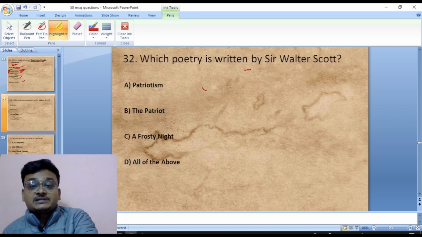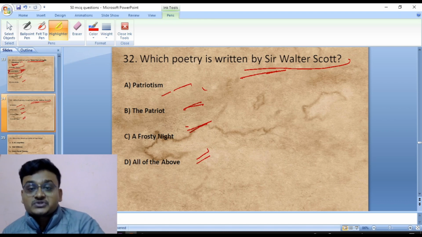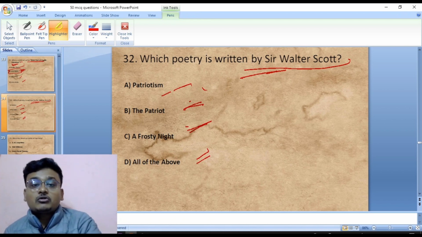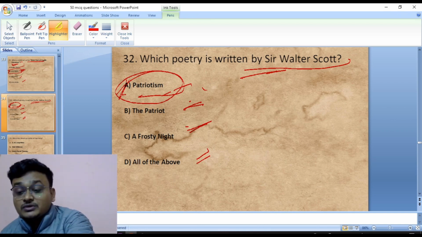Which poetry is written by Sir Walter Scott? Patriotism, The Patriot, A Frosty Night, all of the above. So Sir Walter Scott wrote the work Patriotism. It was written by him. Okay, now move to question 33.